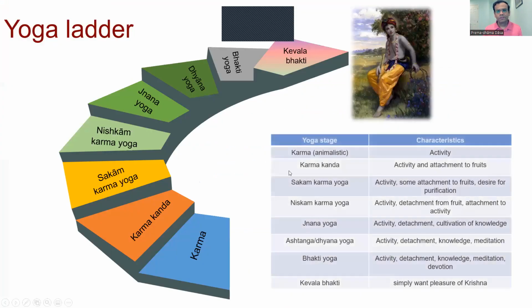Right, so we saw this part, right? A person who's practicing bhakti yoga has already come through all these paths: karma, karmakand, sakam, nishkam, jnana, dhyana. That is why Mother Devahuti says this to Kapila Muni, her son.